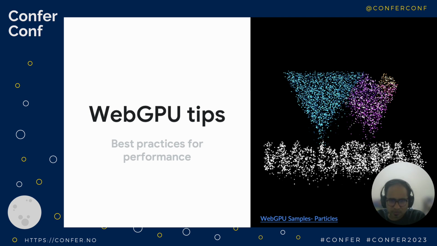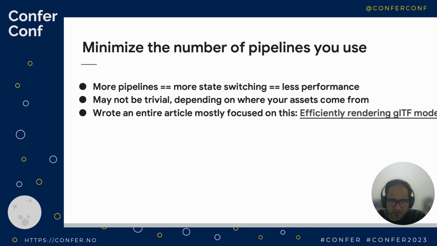Well, here are some tips for WebGPU. An example of this in the real world is that the developer of Doom Eternal, a well-performing game, has said the entire game uses 50 pipelines. This makes the case for minimizing the number of pipelines you use, because the more pipelines you have, the more state switching and the less performance. It might not be trivial depending on where your assets come from.